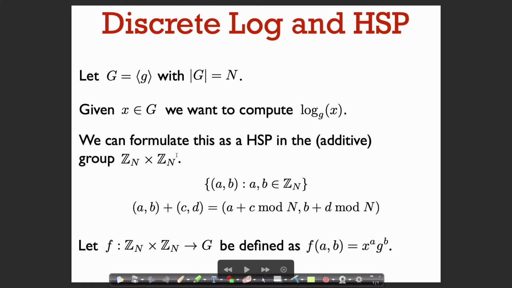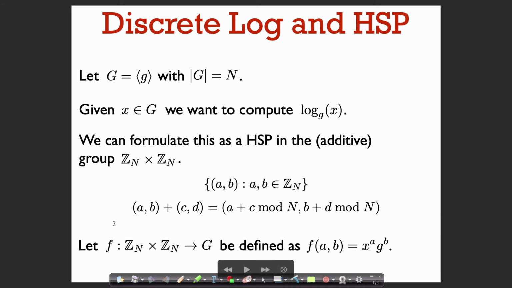This is the group of pairs of elements, a comma b, where both a and b are in Zn, and where addition is just done pairwise modulo n. If I have two elements of this group, a comma b and c comma d, I just add them by adding a plus c modulo n in the first coordinate and b plus d modulo n in the second coordinate. That's the sum of two elements of the group. So that's the group that we're going to be working in.